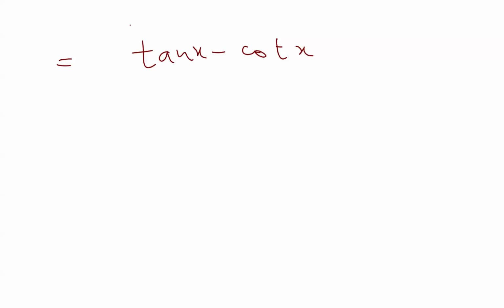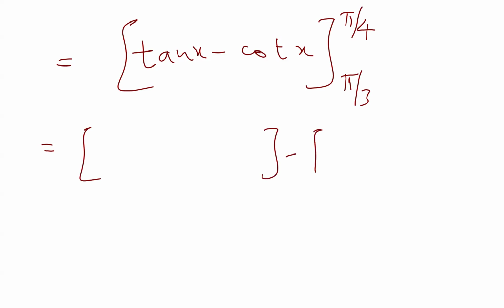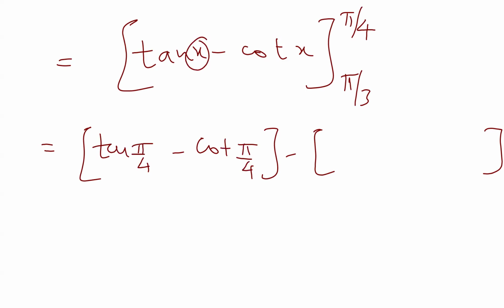So this is going to be box bracket, pi by 3 and pi by 4. Box minus box. Tan pi by 4 minus cot pi by 4. In the first box, put x as the upper limit. In the second box, put x as the lower limit.